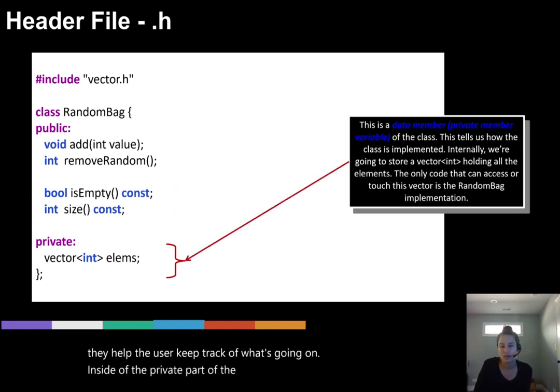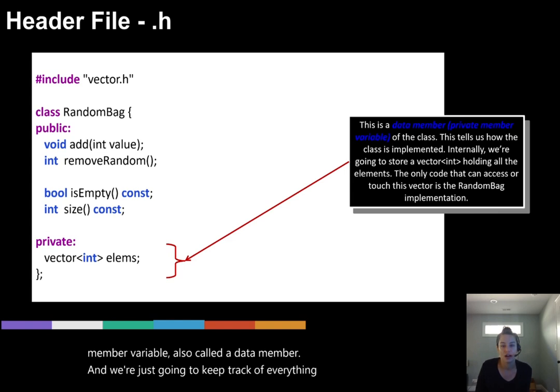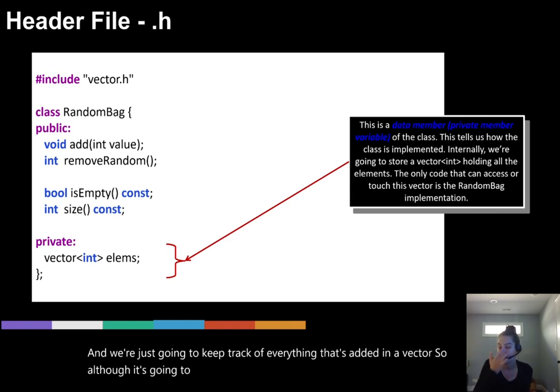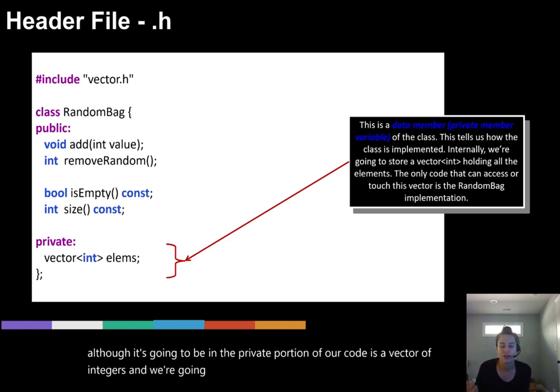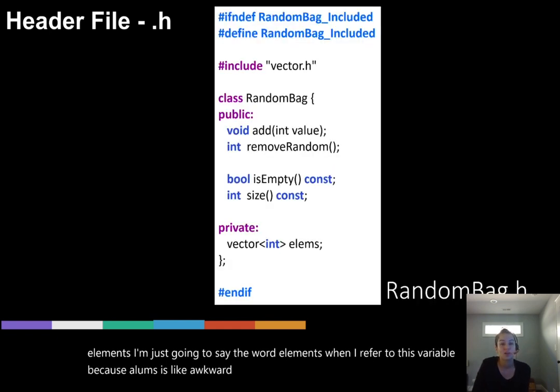So we have one private member variable, also called a data member, and we're just going to keep track of everything that's added in a vector. All that's going to be in the private portion of our code is a vector of integers, and we're going to use the private member variable elms for elements. I'm just going to say the word elements when I refer to this variable, because elms is awkward to say. So this is our header file.